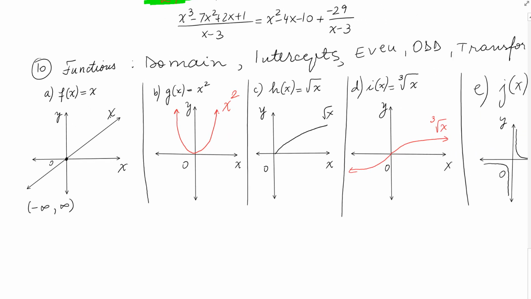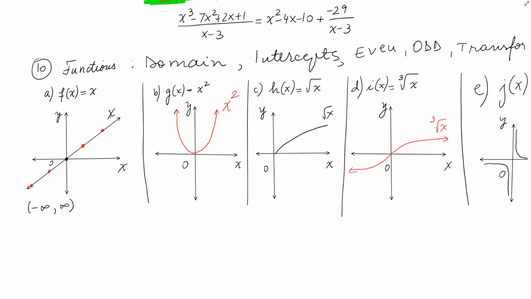This function is odd because it's symmetric with respect to the origin. So if I have a point from here, it has a symmetric point on the other side of the origin. A point from here will have a symmetrical point on the other side. So this is an odd function.